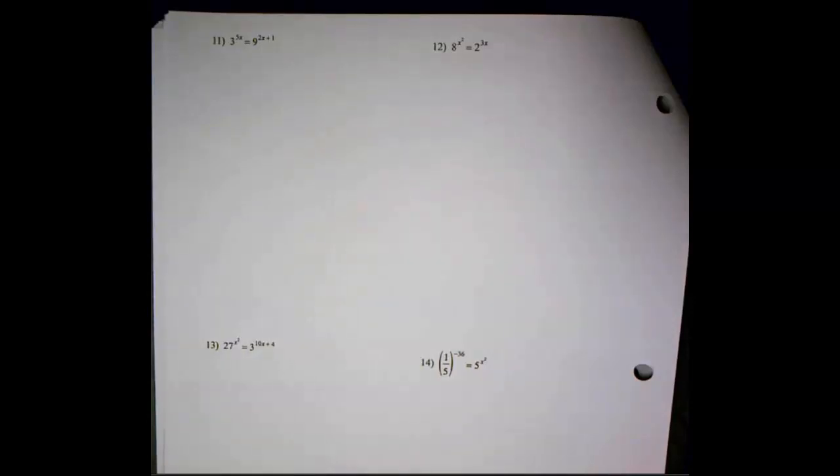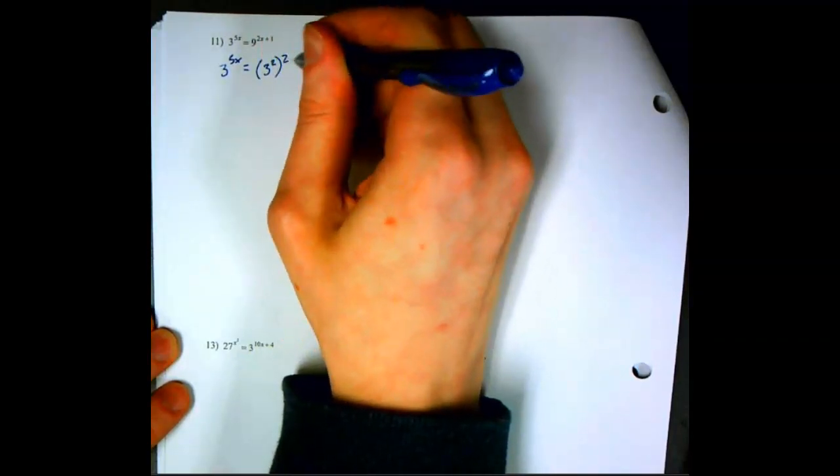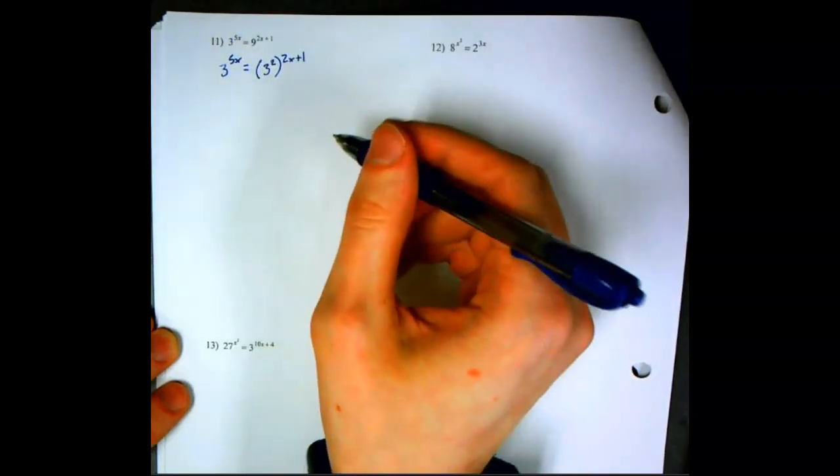Okay, so today we're going to be going over the 4 problems that we did in class. For this first one, we need to make sure that our bases are the same. So we'll have that 3 to the 5x stays the same. That 9 becomes a 3 squared. And then we keep the 2x plus 1 the same.